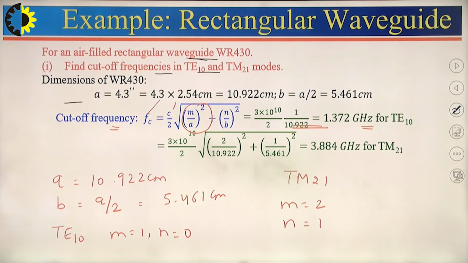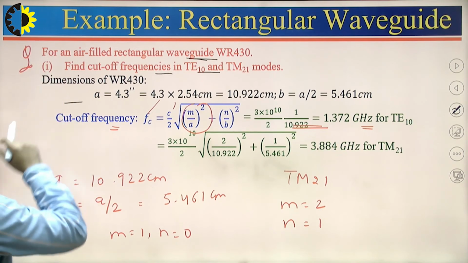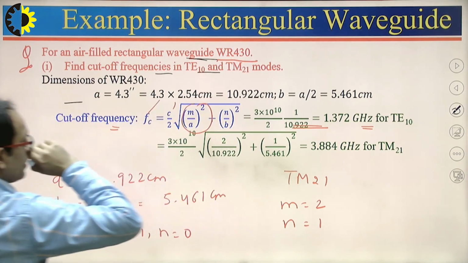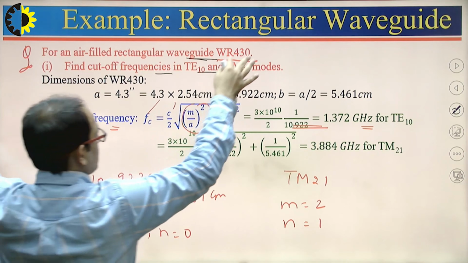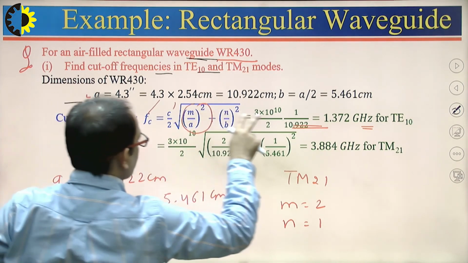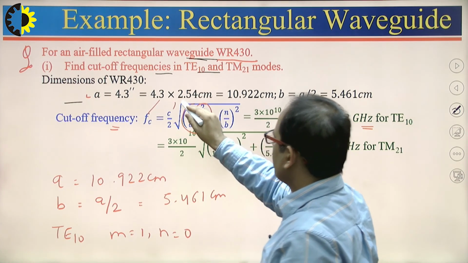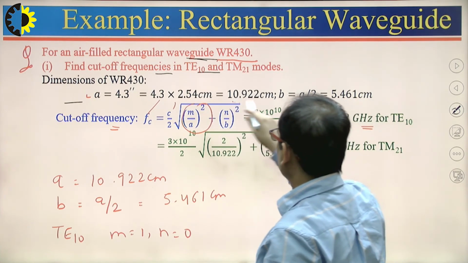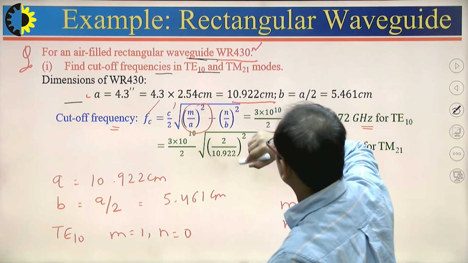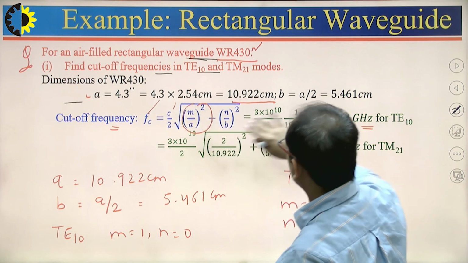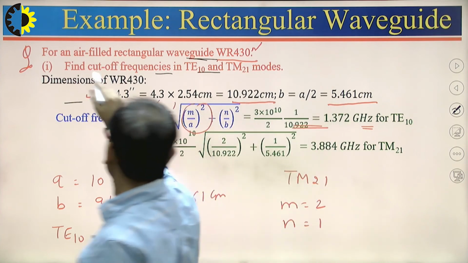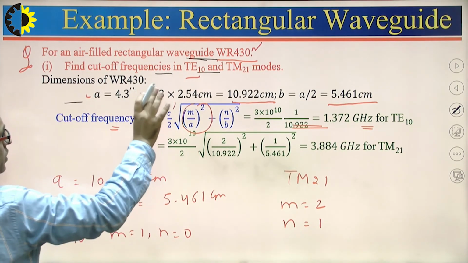Now let's take a numerical example. For an air-filled rectangular waveguide WR430, which has some basic dimensions, WR430 means A is equal to 4.3 inches. Converting inches into centimeters, that comes out to be 10.922 centimeters. And when I say WR430, B is A by 2, B equal to A by 2. So find the cutoff frequency in TE10, meaning M equal to 1, N equal to 0.